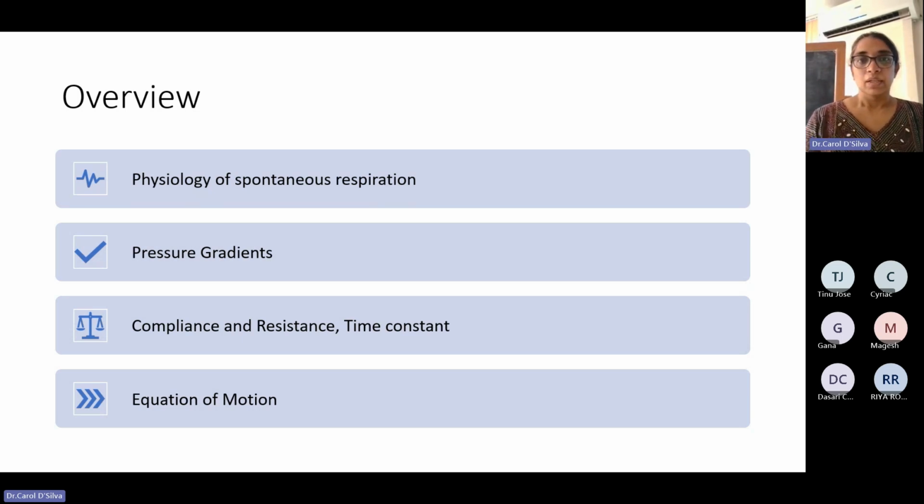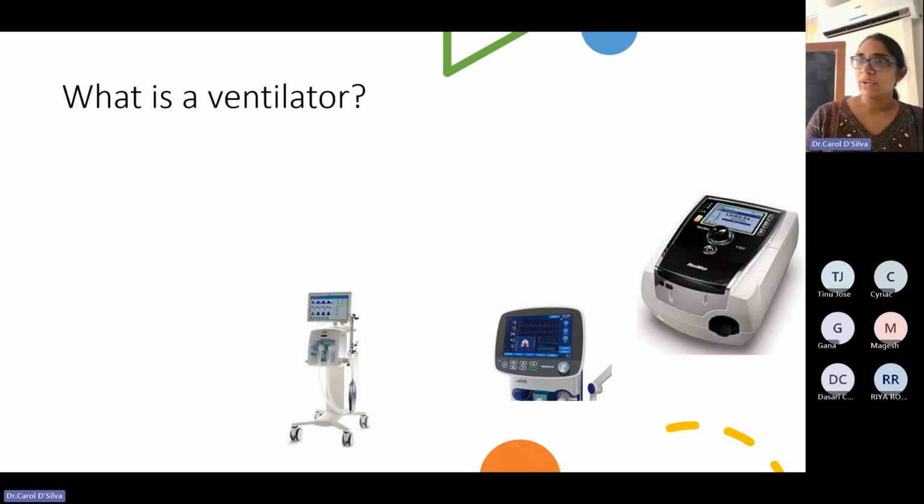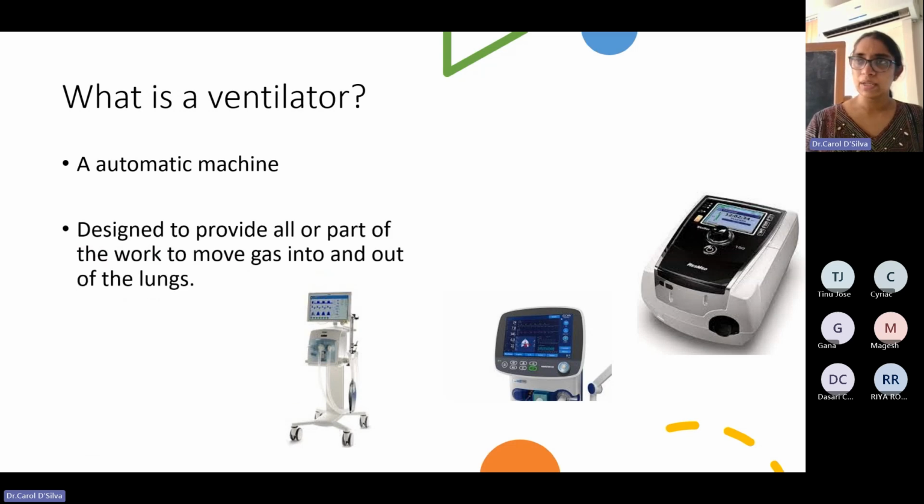All right. So what is a ventilator? A very simple definition: it's basically a machine, automatic or not, which is designed to provide a part or entire work that is required to move gas into and out of the lungs. Moving gas into and out of the lungs is nothing but respiration, simple breathing. Air goes in, air goes out, that's all. So if a machine is helping you, then that's what you call a ventilator. Otherwise, it's just normal respiration.